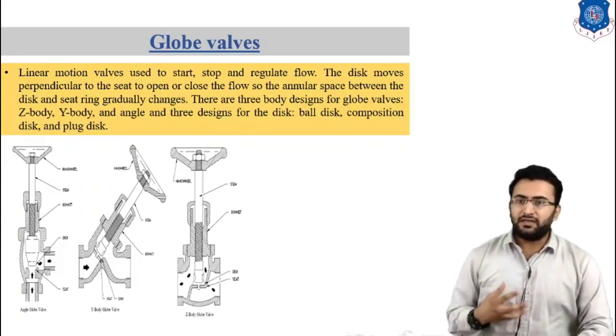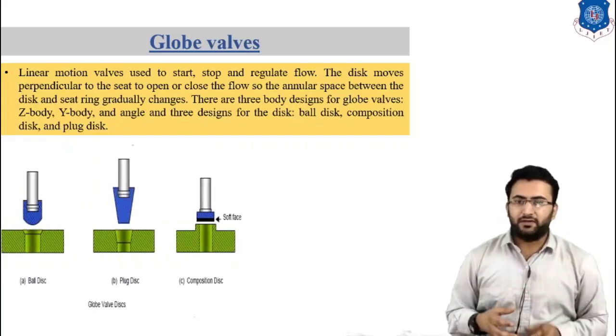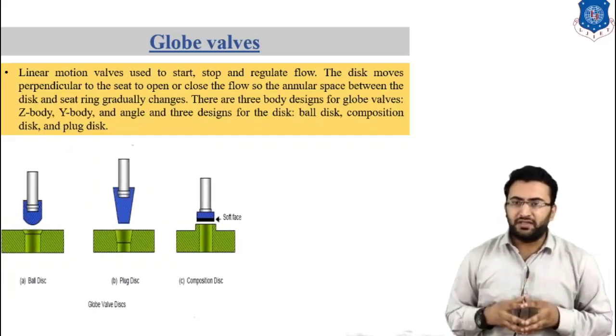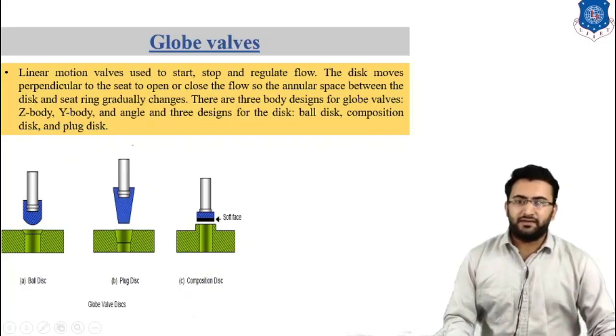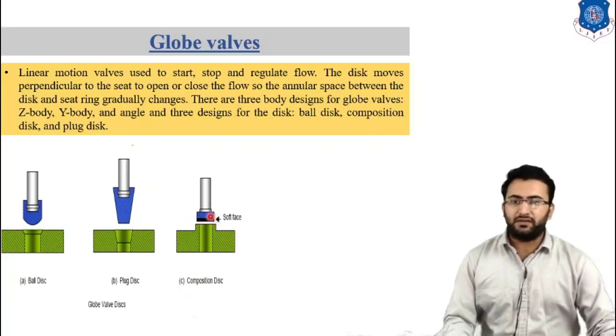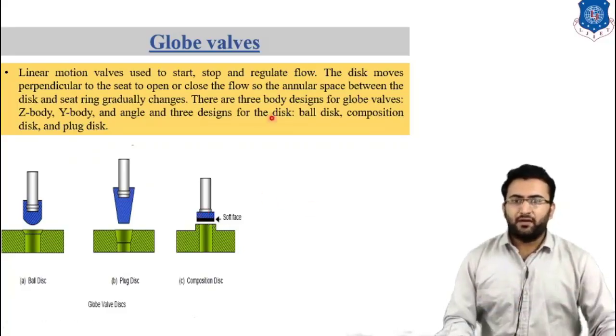There are mainly three types of disc used in globe valve, such as a ball disc, composite disc and plug disc. So this one is a ball disc, this one is a plug disc and this one is a composite disc. In composite disc there is a softer material attached to this surface. So these all are basic designs of disc which are used in globe valve.